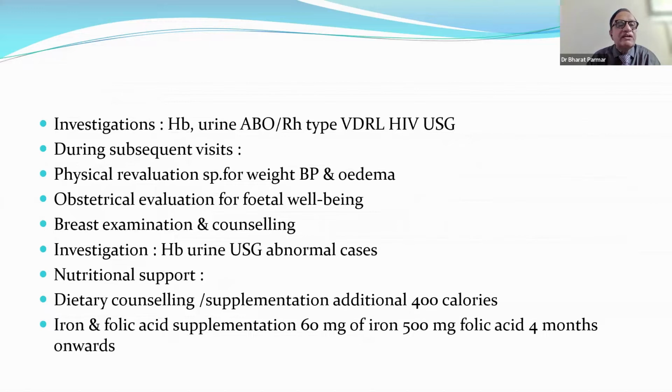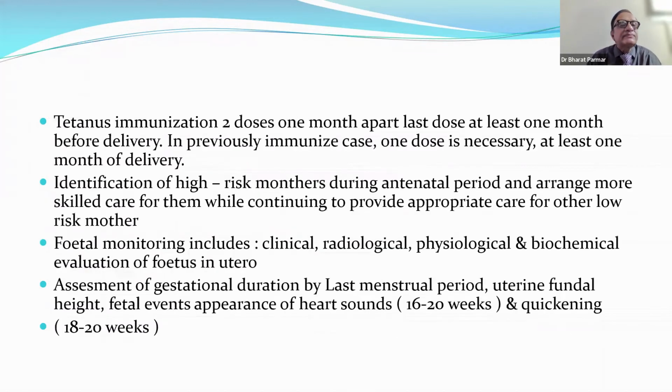During subsequent visits, physical re-evaluation to check blood pressure and edema, obstetrical evaluation for fetal well-being, breast examination and counseling, and investigations like hemoglobin, urine, and USG abdomen in abnormal cases. Nutritional support and dietary counseling, and supplementation of an additional 400 calories to the pregnant mother. Iron and folic acid supplement: 60 milligrams of iron and 500 micrograms of folic acid from 4 months onwards. Then tetanus immunization: 2 doses 1 month apart, the last dose at least 1 month before delivery; in a previously immunized case, 1 dose is necessary at least 1 month before delivery.